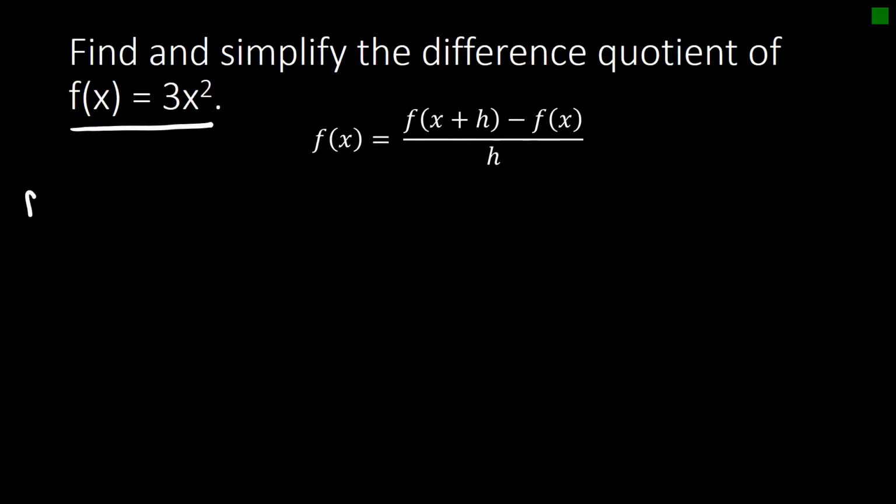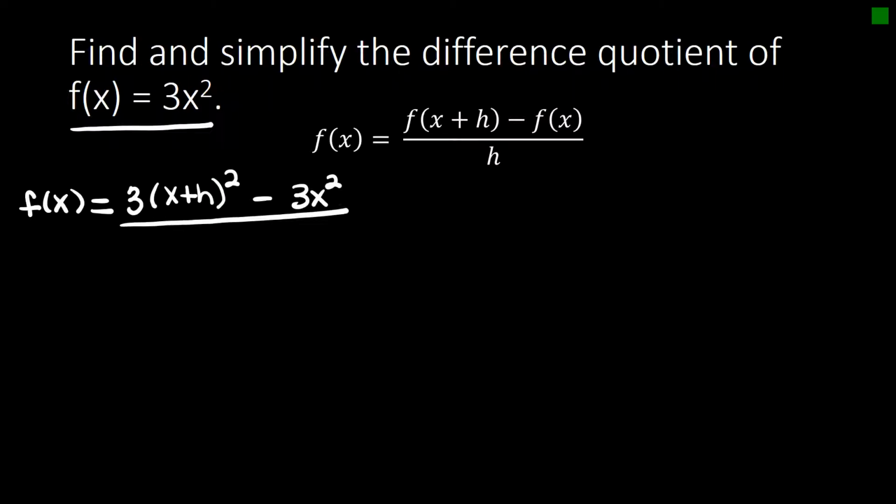So, let's start with f of x. And then we need to find f of x plus h. So we go to the function that they gave us. Wherever there's an x, we put an x plus h. So we have 3 times that quantity, x plus h squared. Then we subtract f of x, which is 3x squared, all over h.